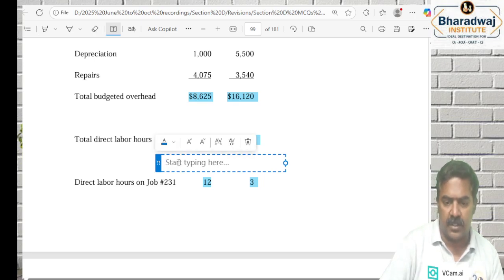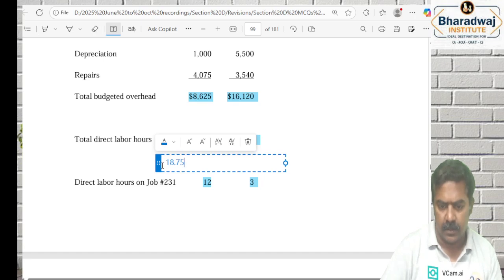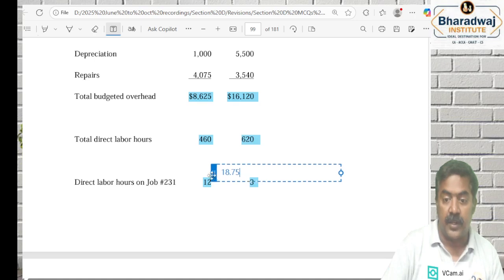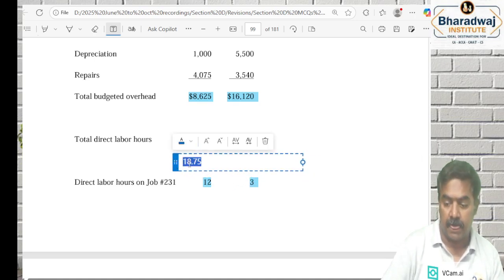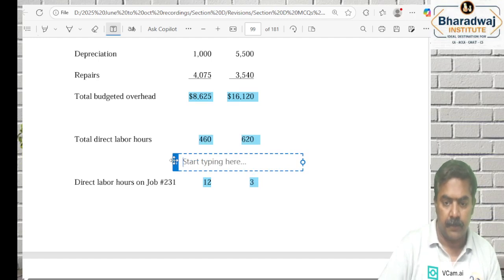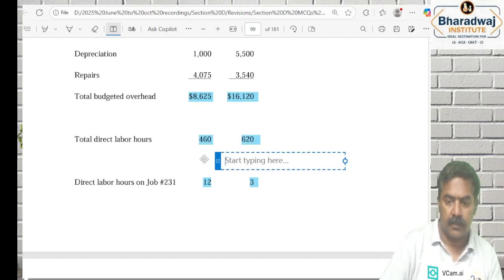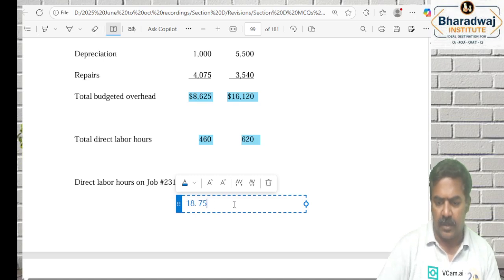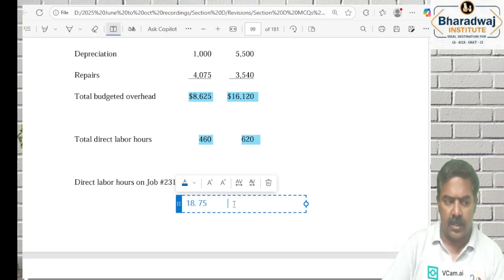$8625 divided by 460. What is 18 point? One minute. First one, 8625 divided by 460. 18.75. For the other one, 16,120 divided by 620.